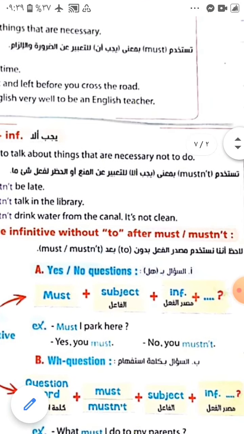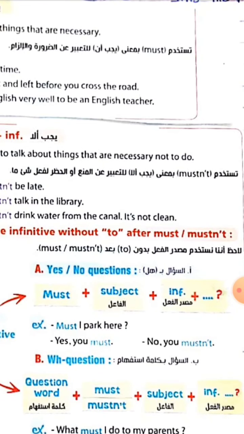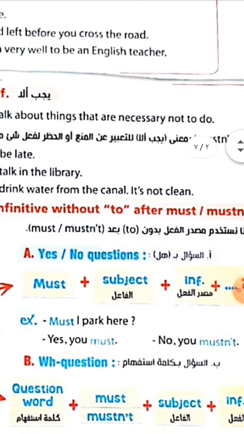Must is an auxiliary verb. We can ask a question with must. Must plus subject plus infinitive. Let's look at this example. Must I park here? Yes, you must, or no, you mustn't.